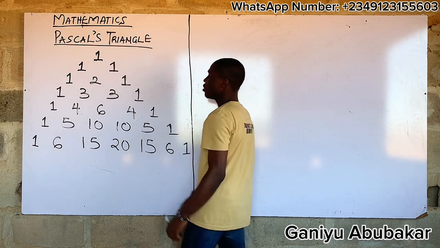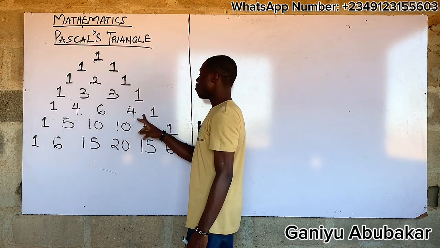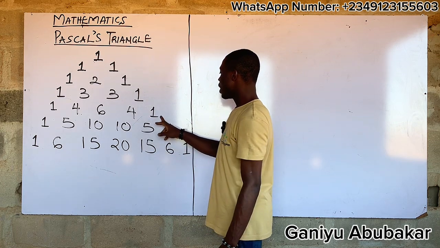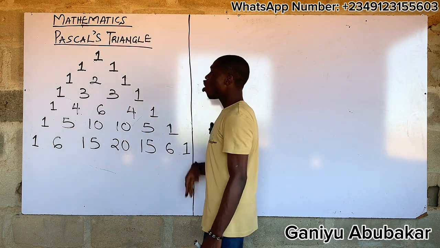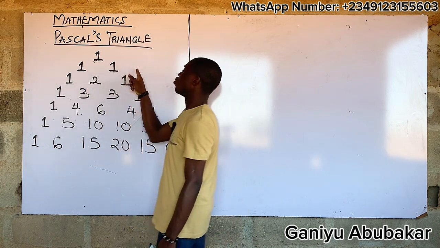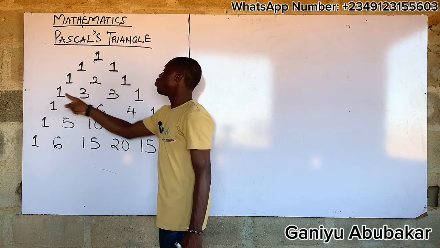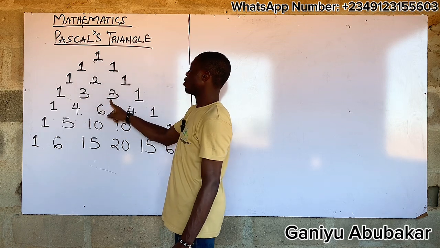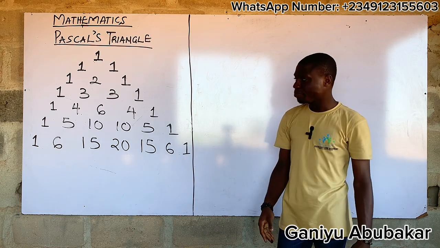Stop at 1. Start with 1 again, combine this 5, combine 10, combine 10, combine this 5, then 1. Always start with 1, end with 1. Start with 1, end with 1. Add this 2. Start with 1, end with 1. Add this 2. 1, 2, 3. So that becomes your pattern of arrangement of numbers.